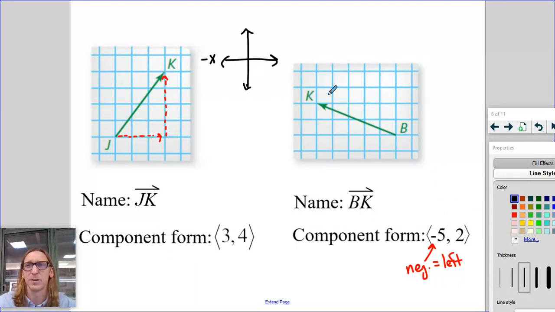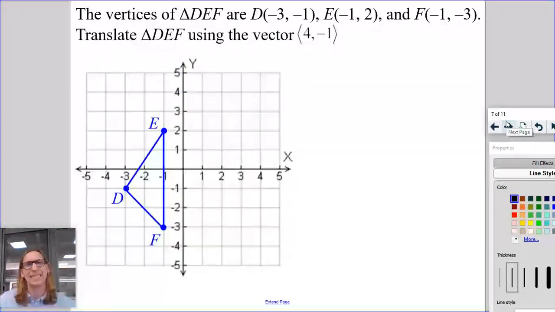Likewise, if we had a vector that instead of pointing more upwards was pointing downwards, the vertical component rather would be negative. So those positives and negatives associated with your horizontal and vertical axis also travel along with your component form. Let's see what this looks like in an actual example of performing this transformation, specifically a translation.